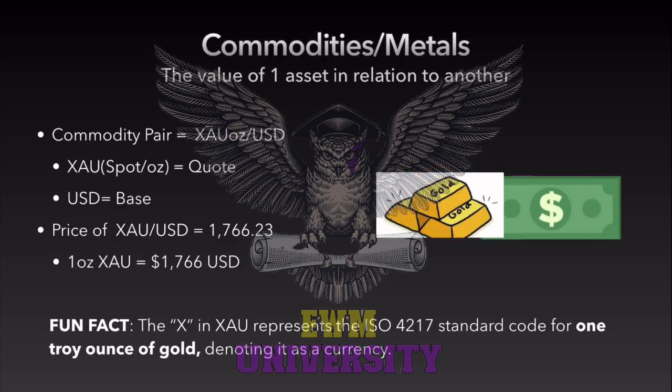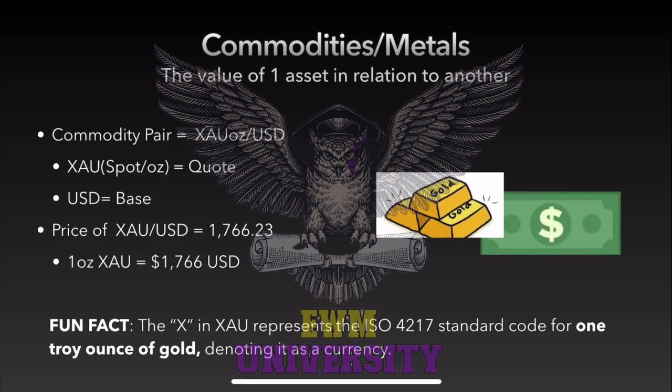Same concepts, guys. Now, getting into commodities and metals, right? We're still dealing with the exchange of these currencies. And yes, in this instance, gold is going to be referred to as a currency, because when we're dealing with XAU, which is a code that's given to gold, to represent 1 ounce of gold or spot gold, this can still be traded, right?